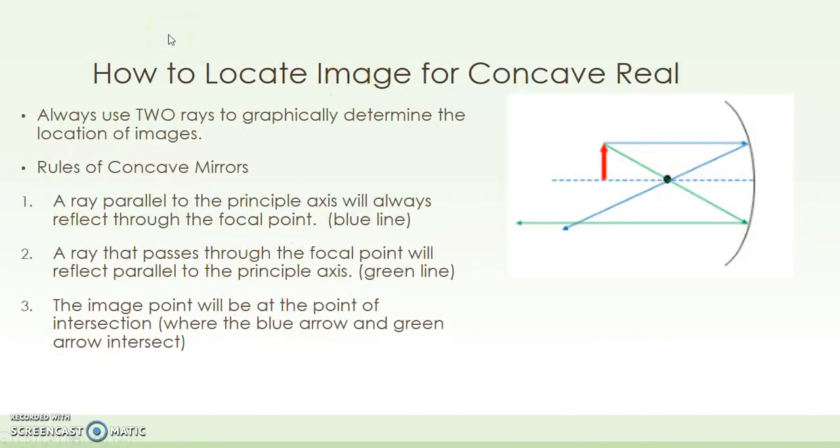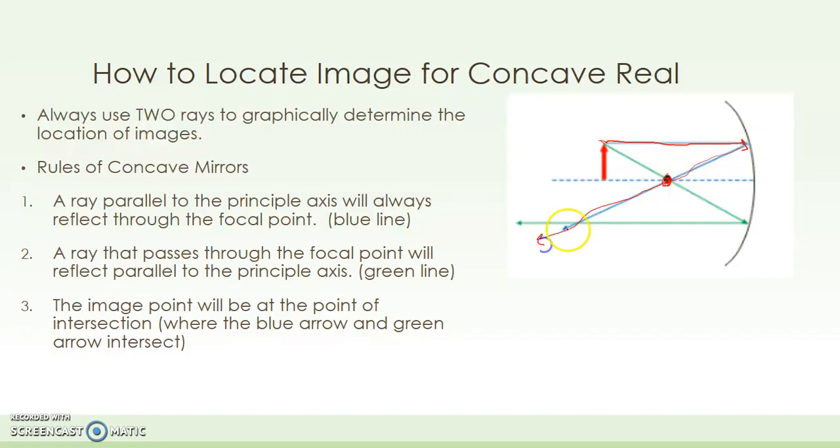All right, so now if you follow these rules on how to locate the image for a concave mirror, it's going to actually produce a real image for this example. So always use two rays that graphically determine the location of images. Number one, a ray parallel to the principal axis will always reflect through the focal point. So over here, here's the focal point. We have a ray that we're going to draw from the object parallel to the dotted line, which is that principal axis. It's going to reflect through the focal point, and we're going to continue the ray.